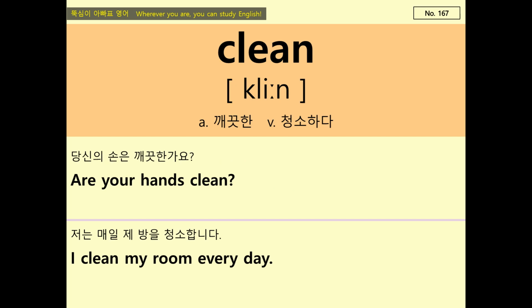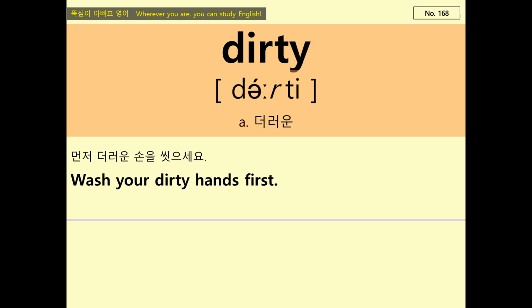Clean. 깨끗한. 청소하다. 당신의 손은 깨끗한가요? Are your hands clean? 저는 매일 제 방을 청소합니다. I clean my room every day. Dirty. 더러운. 먼저 더러운 손을 씻으세요. Wash your dirty hands first.